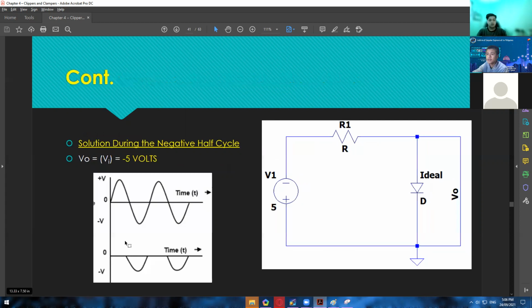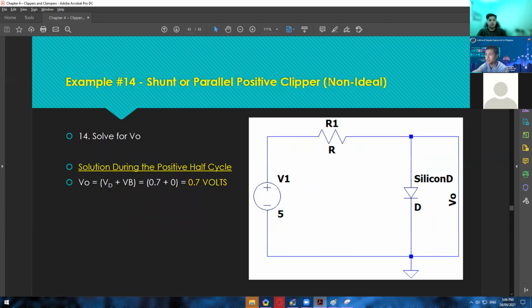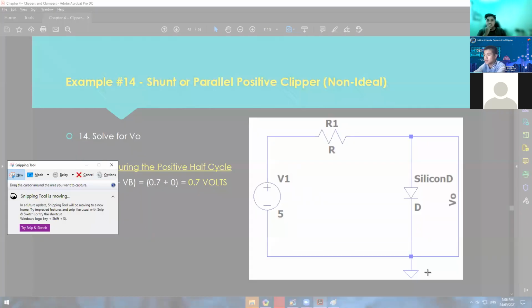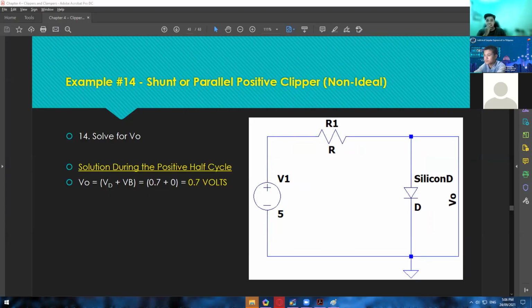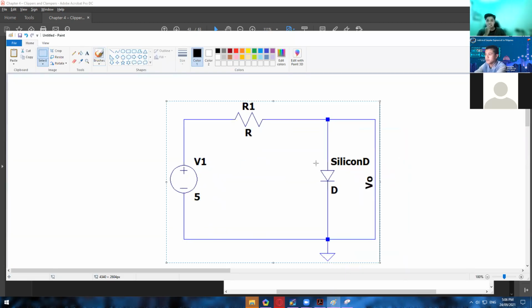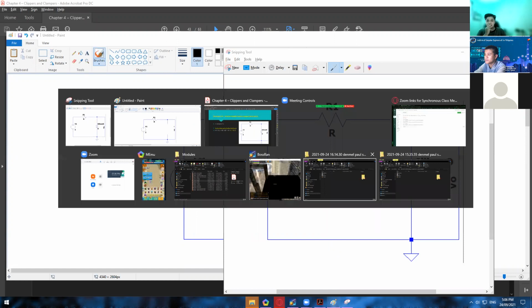Okay? Anyway, let's have another example wherein this one now is non-ideal. So during the positive half cycle, we have forward bias. But then again, if you are going to replace this one, so this is a closed path, and at the same time, this one now is non-ideal. So nasa na yung positive.